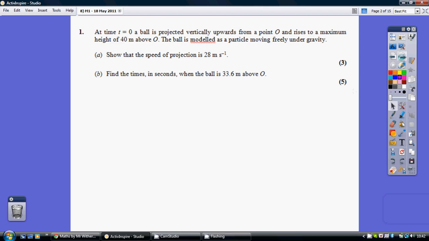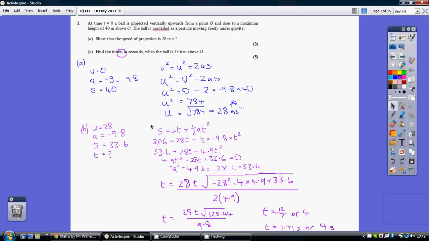Question 1. So just a couple of SUVAT equations here.